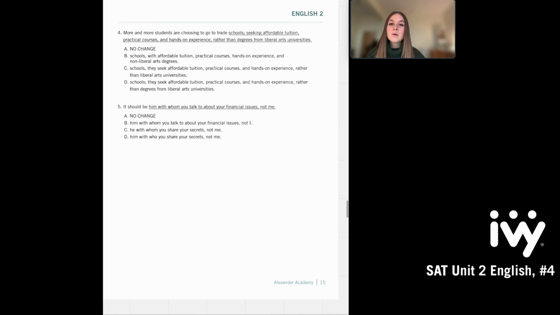Number 4. More and more students are choosing to go to trade schools, seeking affordable tuition, practical courses, and hands-on experience rather than degrees from liberal arts universities. In this case, in order to have a semicolon before the word seeking, we need to change that clause to an independent clause. Choice D does that by adding in the subject they.